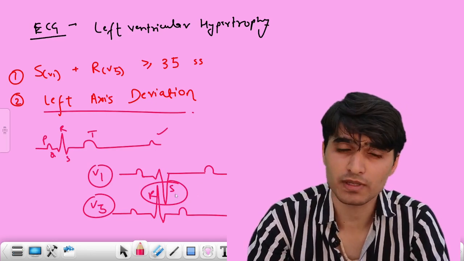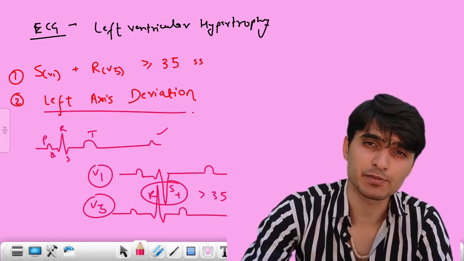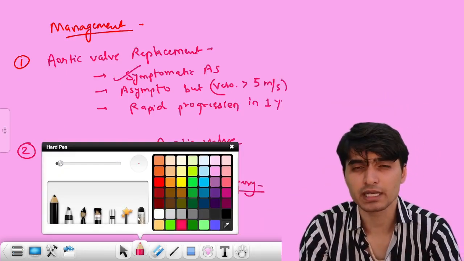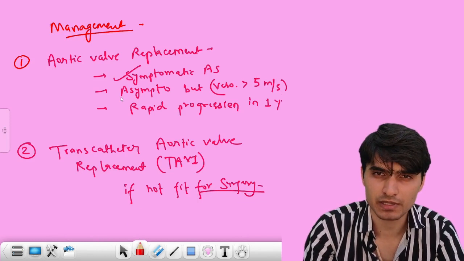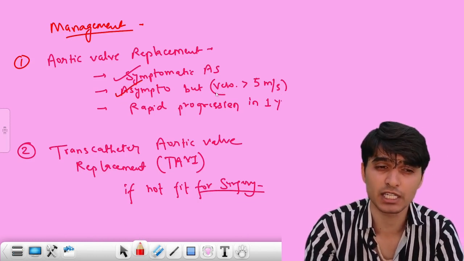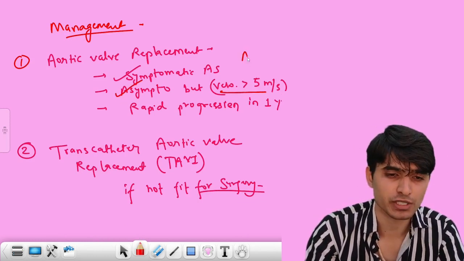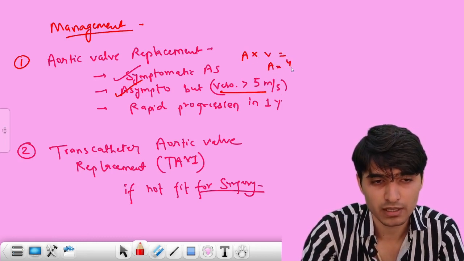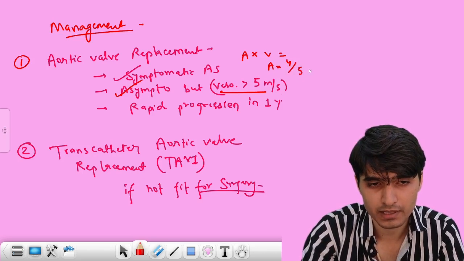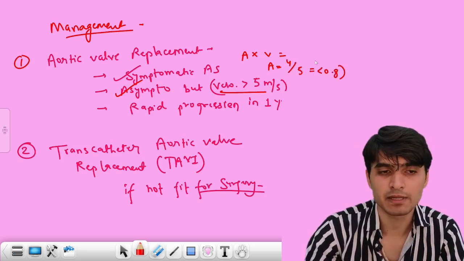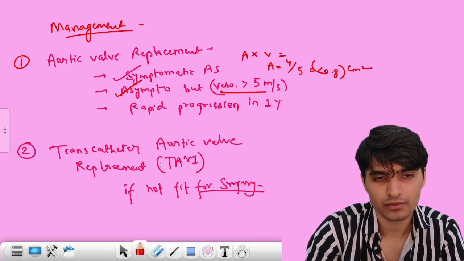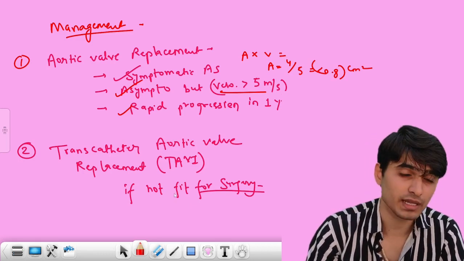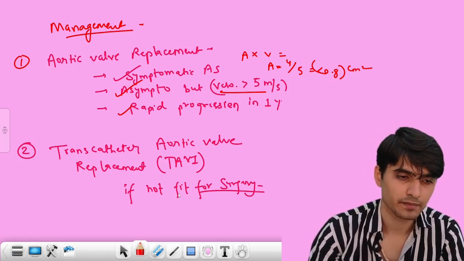And now we will go for the management of this condition, that is aortic valve replacement. But what is the criterion for this replacement? Number one is that the patient must be symptomatic. These three features of symptoms must be present. Number two, if it is an asymptomatic condition, that must be associated with a velocity of more than 5 meters per second. Meanwhile, the area of cross section must be less than 0.8 centimeter square, since the multiplication must be 4. Got it? And if it is rapidly progressing within 1 year, that is also a feature for this, right?